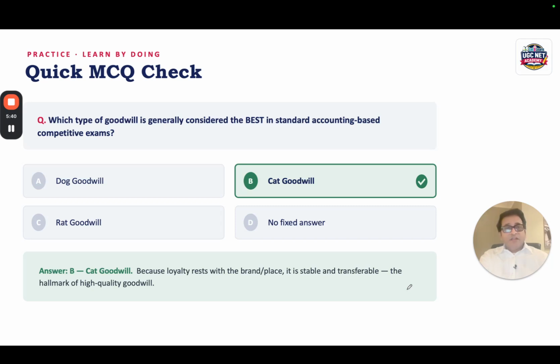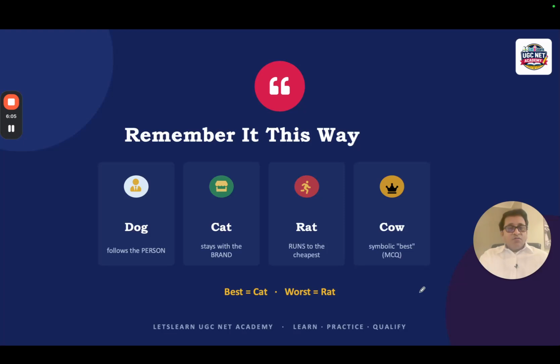A question can be like this: which type of goodwill is generally considered the best in standard accounting competitive exams? It can be dog goodwill, cat goodwill, rat goodwill. You may find cow goodwill here also. Be careful please. The first priority should be given to cat goodwill. All right. So dog, cat, rat, cow.